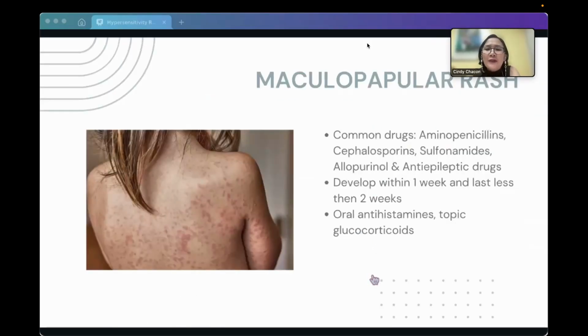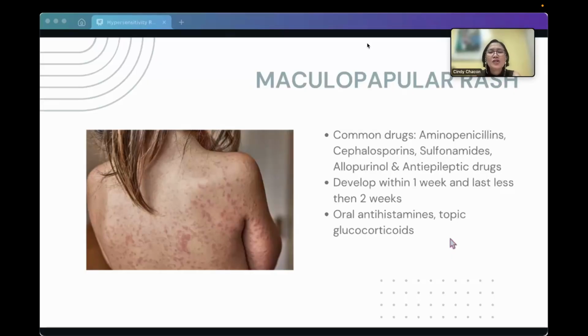The common offenders of maculopapular rashes include aminopenicillins, cephalosporins, antibacterial sulfonamides, allopurinol, and anti-epileptic drugs. However, any drug again can cause a morbilliform exanthem. Certain medications carry very high rates of morbilliform eruption, including nevirapine and lamotrigine.